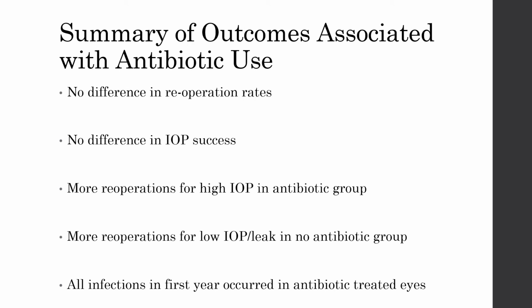So in summary, when antibiotics are used or not used after a primary trabeculectomy, there's no difference in reoperation rates, at least at 1 year. There's no difference in IOP success. There do tend to be more reoperations for high IOP in the antibiotic group, and more reoperations for a low IOP or leak in the no antibiotic group. And then lastly, we found that all infections occurred in the first year in the antibiotic-treated eyes.